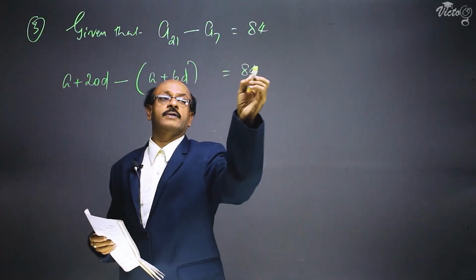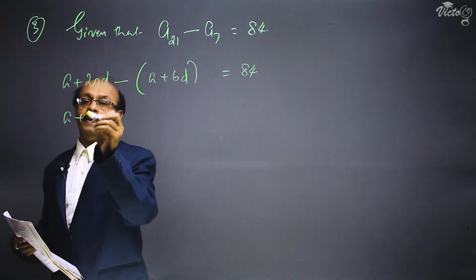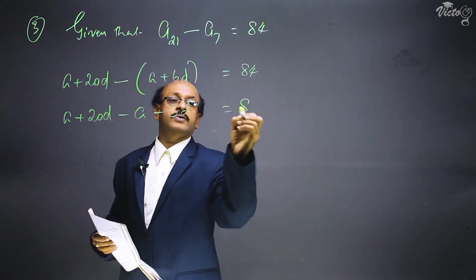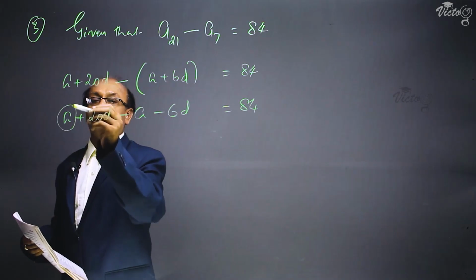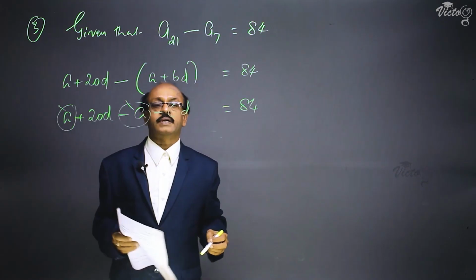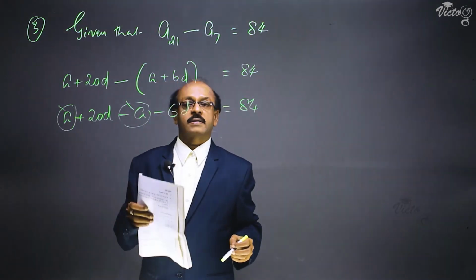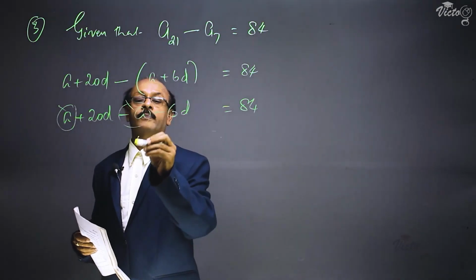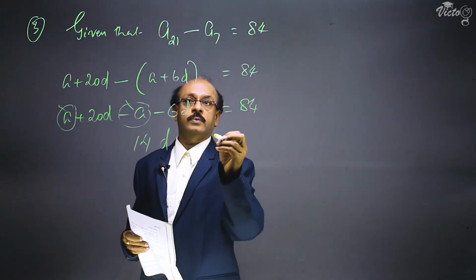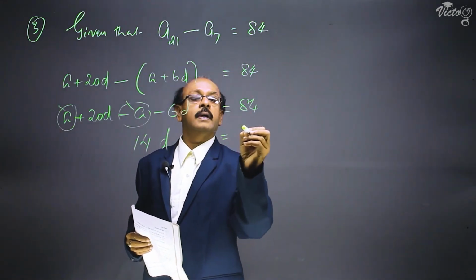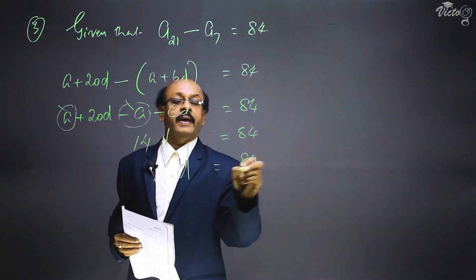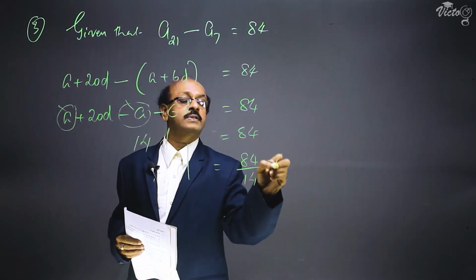is equal to 84. A plus 20D minus A minus 6D is equal to 84. This A and minus A get cancelled. The remaining is 20D minus 6D. 20 minus 6 is equal to 14D. 14D is equal to 84. So D is equal to 84 by 14, which is equal to 6.